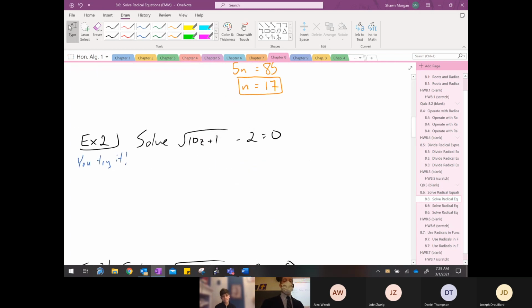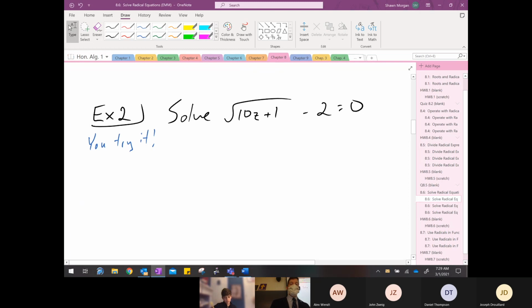All right, here's one for you guys to try. The square root of 10z plus 1, minus 2, equals 0. Go through all 4 steps. 1, 2, 3, 4. See how you guys do.